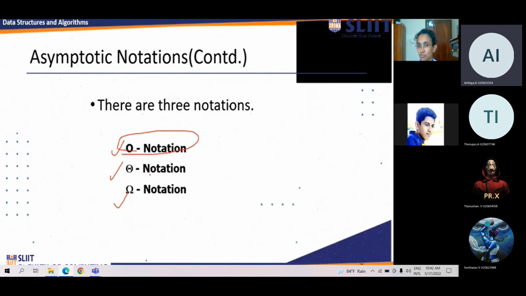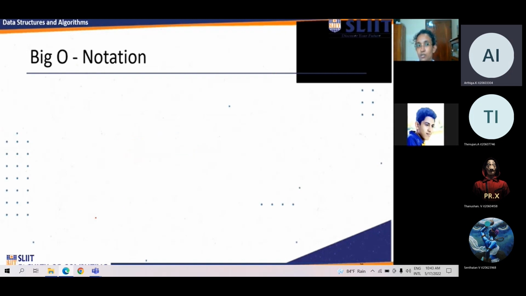Before going to these 3 notations, I just want to tell you this. All these asymptotic notations are applicable only for very large n values. If the array size is too high, only then can you use these values, not just the big O value, all these 3 values. Remember, asymptotic notations are only applicable for large n arrays. Having that idea with you, I'm going to talk about the big O notation.